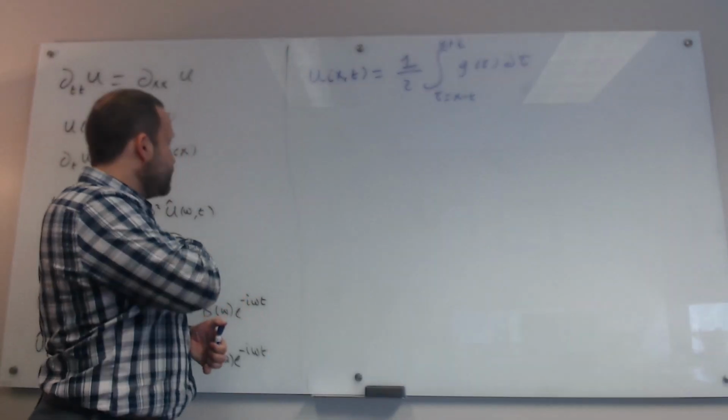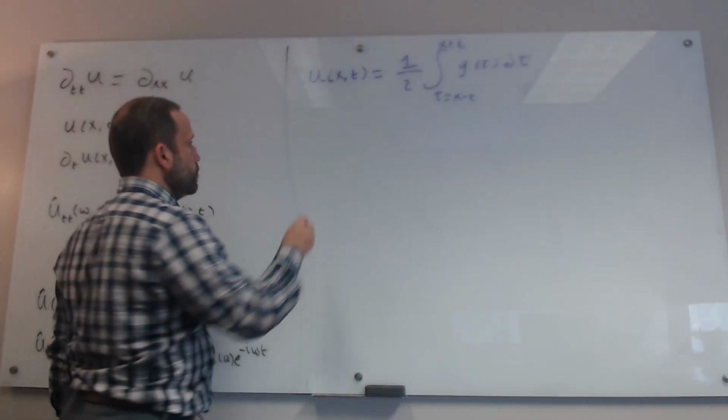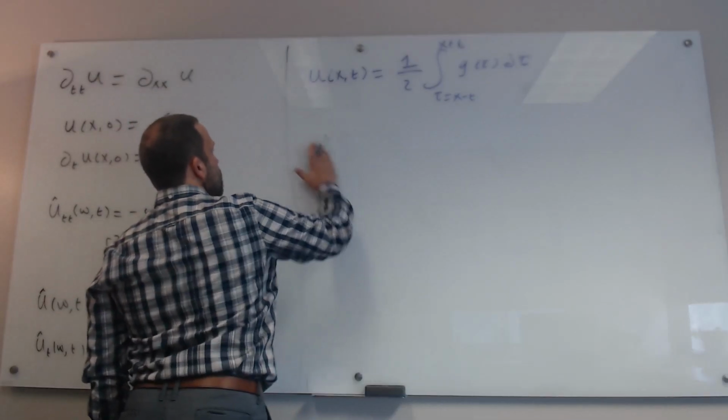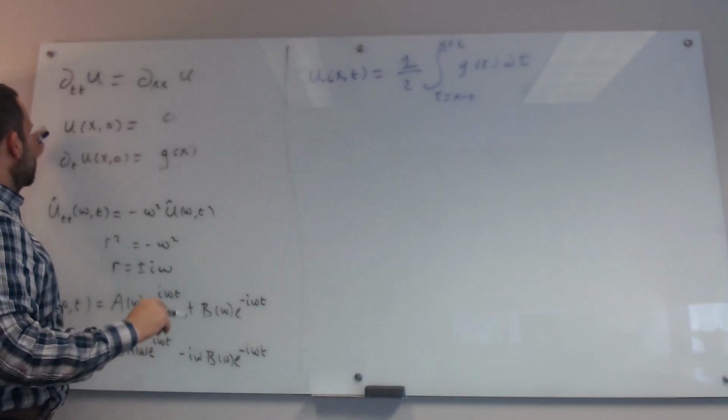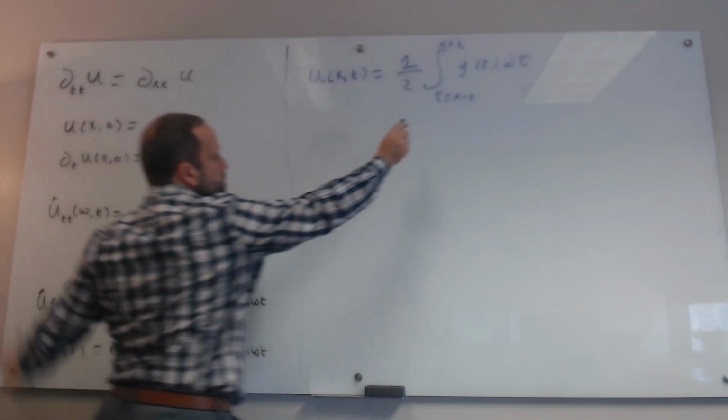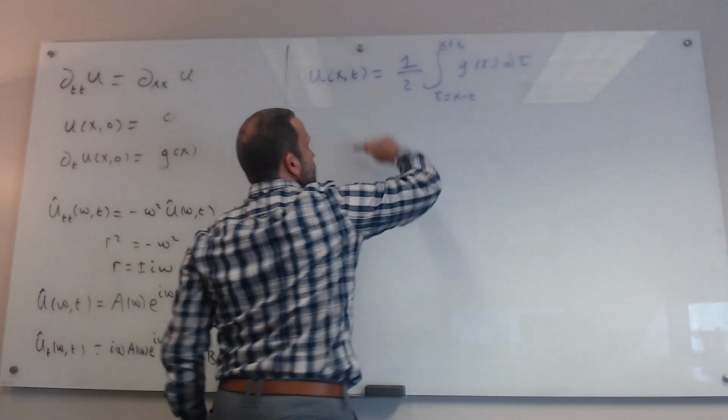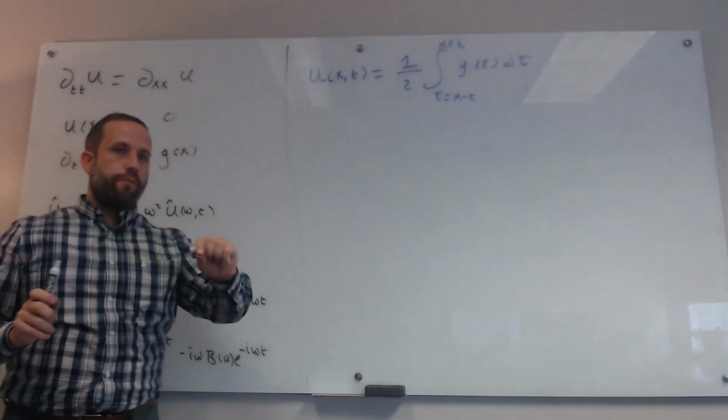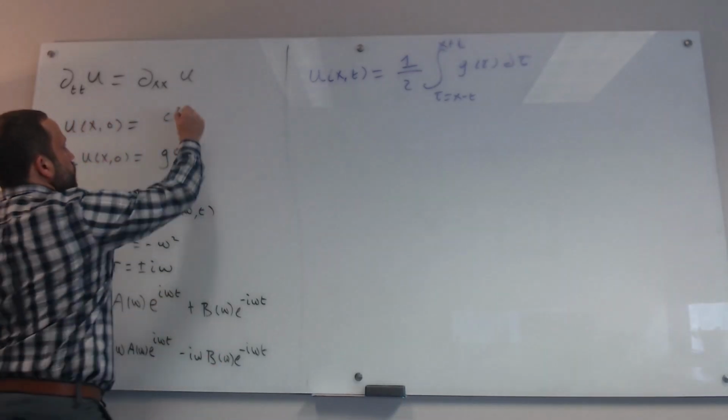All right, if I take the derivative of this with respect to t, actually, first let's show that it satisfies this boundary condition. If t is equal to 0, the integral goes from x to x, and an integral from one point to that same point is equal to 0, so it satisfies that condition.